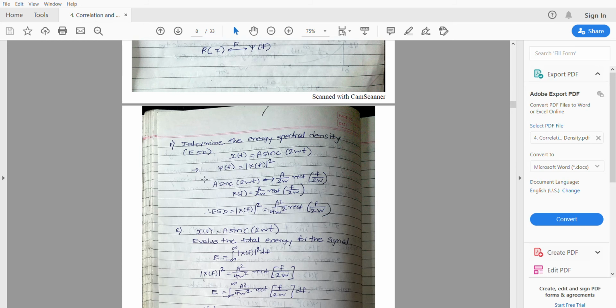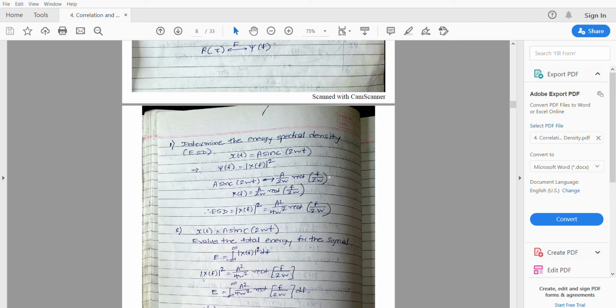First of all, try to understand the statement given here: determine the energy spectral density. So we have to find psi of f, that is the ESD, and the formula of ESD is |X(f)| squared. Here x of t, the time domain signal, is given as a sinc of 2 omega t. As I told you, the Fourier transform of the sinc is a rectangular function, that is, a upon 2w rect f upon 2w.